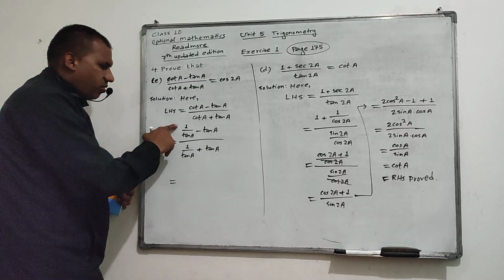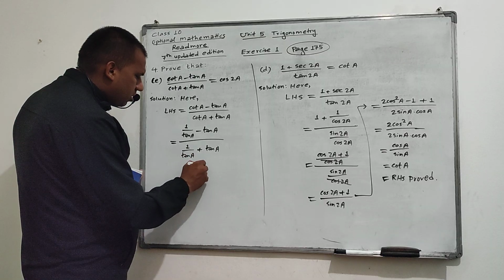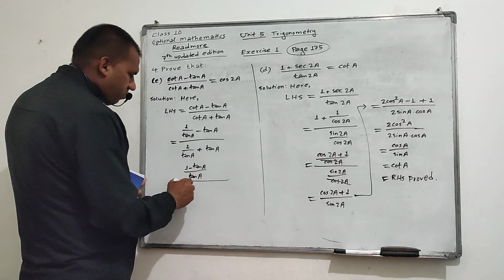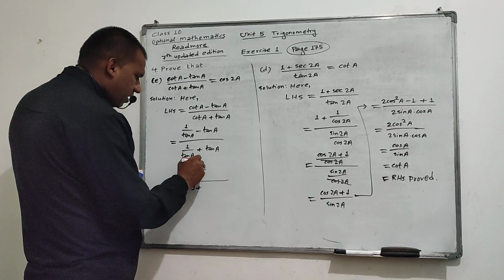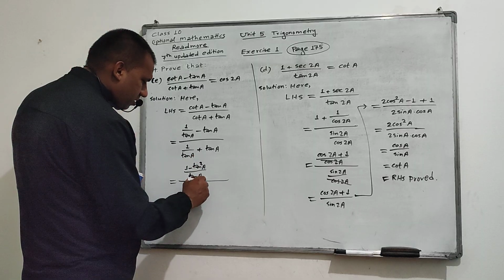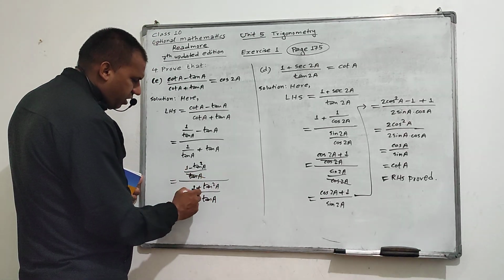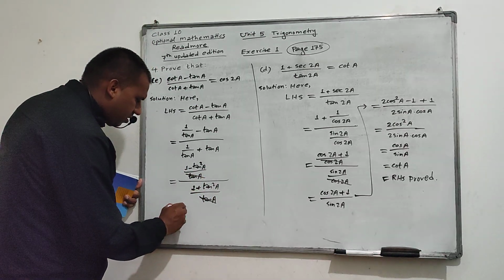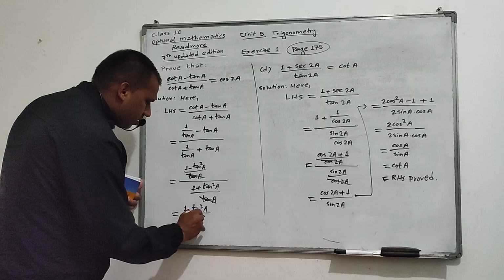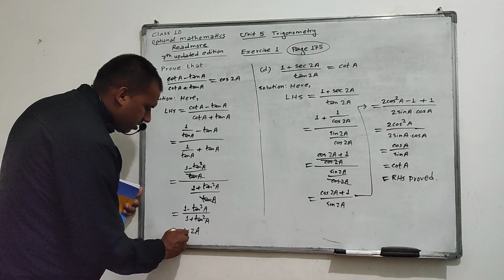Now taking LCM on the upper part and lower part, we get upper part 1 minus tan square A whole upon tan A, whole upon the lower part 1 plus tan square A whole upon tan A. Now the denominator tan A cancels out, remaining 1 minus tan square A whole upon 1 plus tan square A. This is the formula of cos 2A in terms of tan A, which is the RHS.